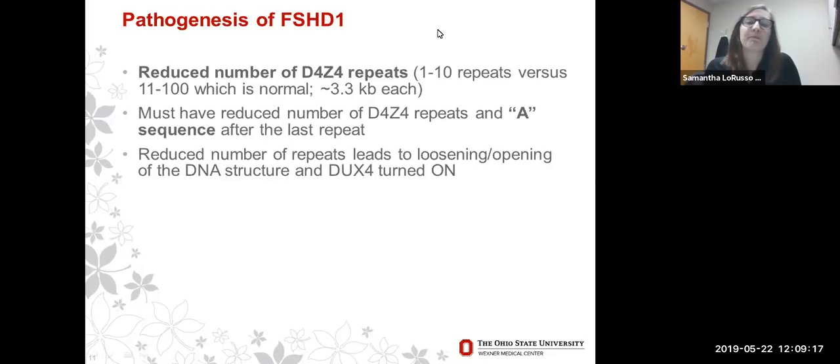In the normal population, people will either have this A sequence after the last repeat, or about 50% of people will have a B sequence. But in FSH type 1, you really need a decreased number of repeats and to happen to have that A sequence after the last repeat. What that does is allow the DNA structure to loosen up, open, and allow the DUX4 gene to be turned on.